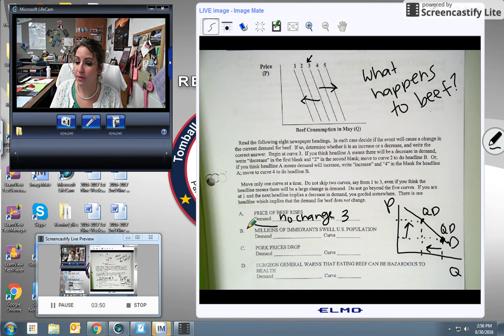Okay. On B, millions of immigrants swell the U.S. population. Well, that's going to be more people, and more people demand more of everything, including beef. So demand is going to increase. And we were at curve 3 in the previous question, so we're going to increase, shift to the right to curve 4.